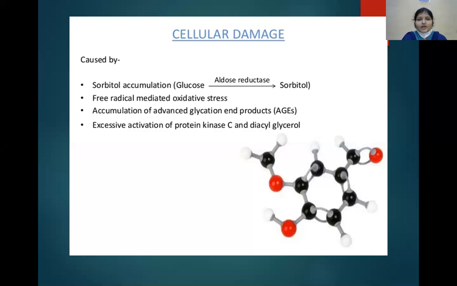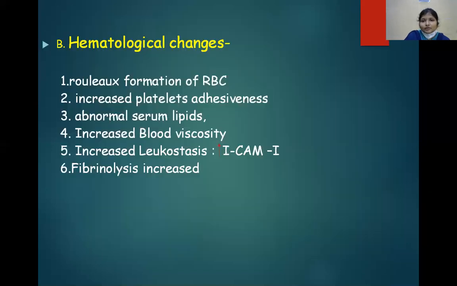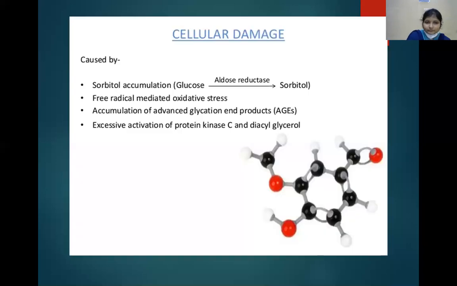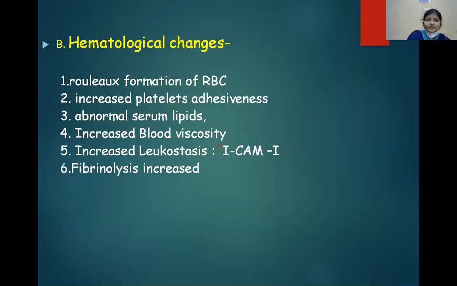And other mechanisms of cellular damage are accumulation of advanced glycation end products and free radical mediated oxidative stress, and also excessive activation of protein kinase C and diacylglycerol. So these are the factors for cellular damage: one is increase in the sorbitol, other ones are advanced glycation end products, protein kinase C, and free radical mediated oxidative stress.